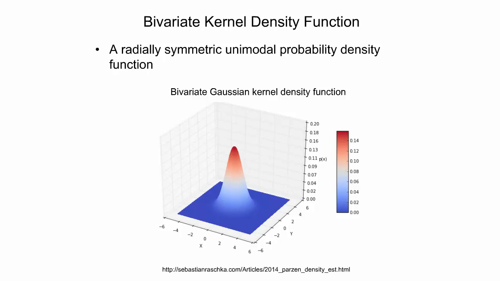and has a standard deviation of 1. It is called a bivariate kernel density function since the kernel density value varies along 2 coordinate axes and not only one.